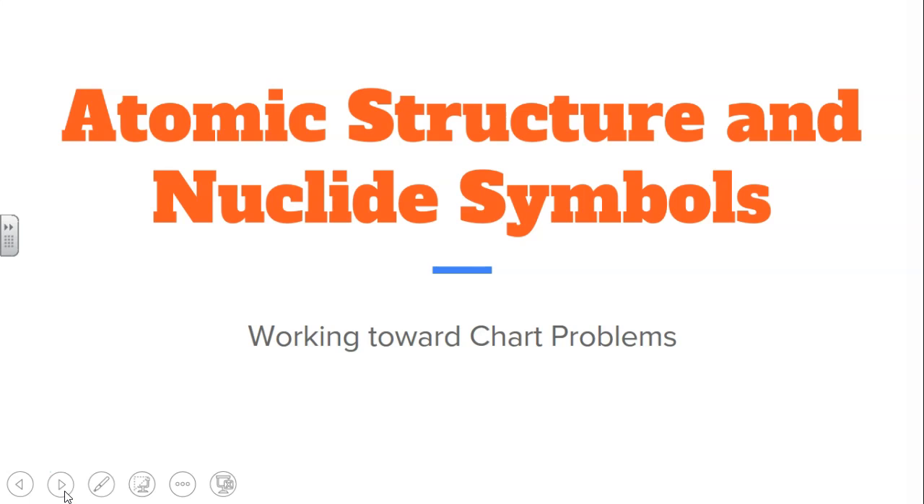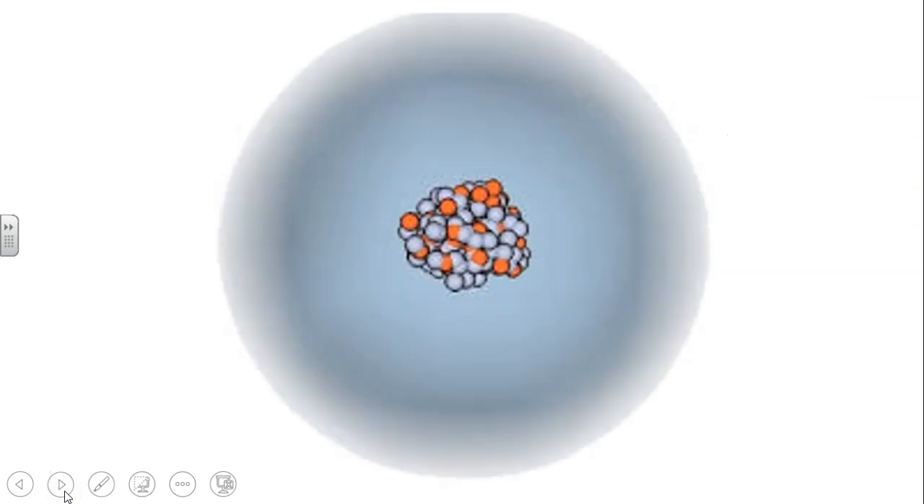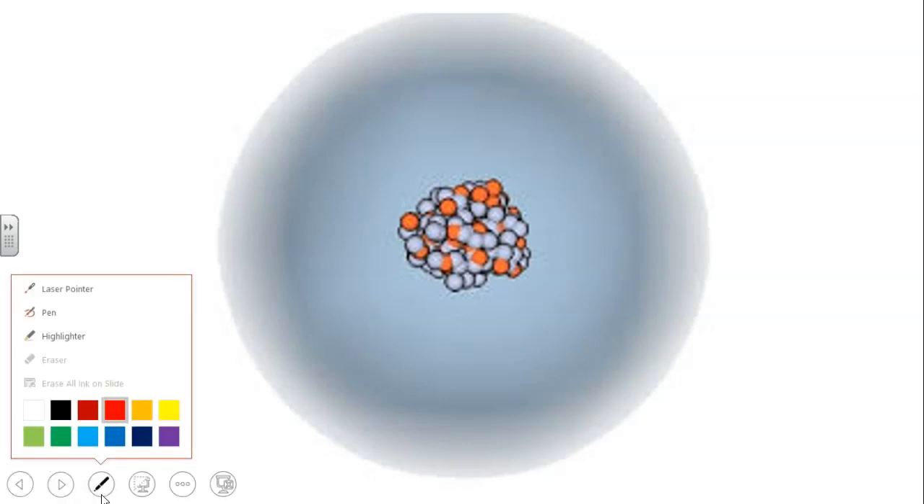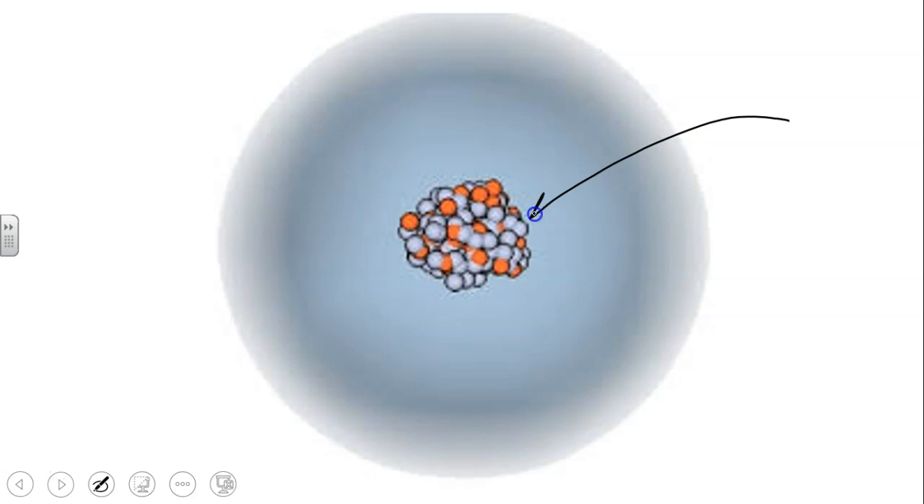Hey everybody, I just wanted to introduce you to the idea of atomic structure, and eventually we're going to use this information to build what we call nuclide symbols. So let's get started. Keep in mind the history of the atom and its atomic structure and what it looks like. So in the middle of an atom is this thing, which we call the nucleus.